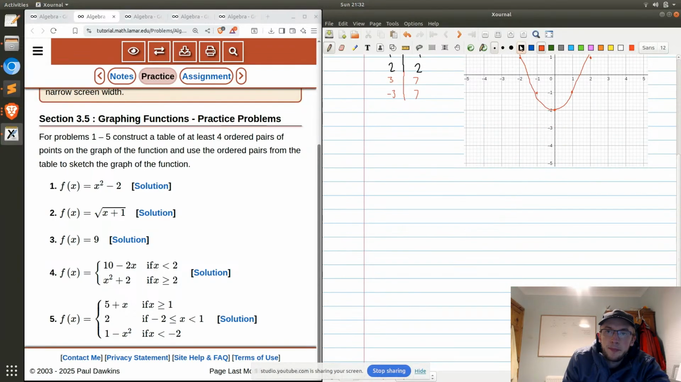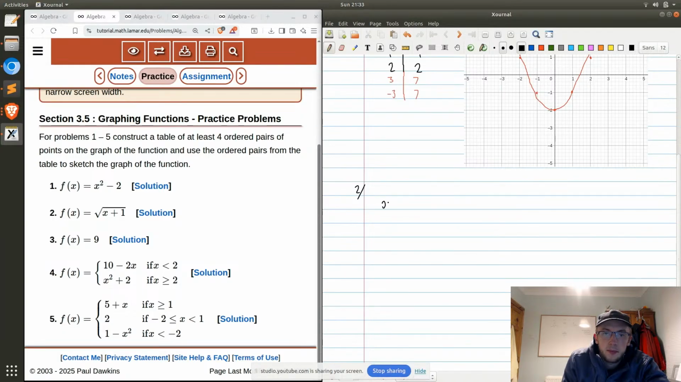Next up, we have the function root of x plus 1. So in this case, we need to think about appropriate inputs because we can't take the square root of a negative number and graph it on the xy plane. So what would give me a negative number? Any value of x that is strictly less than negative 1.